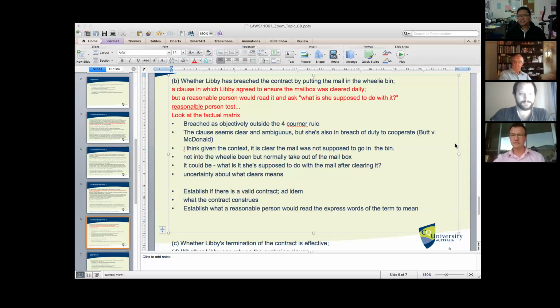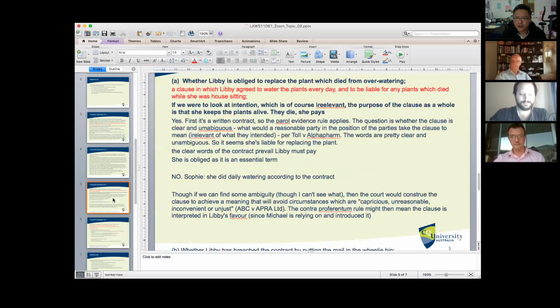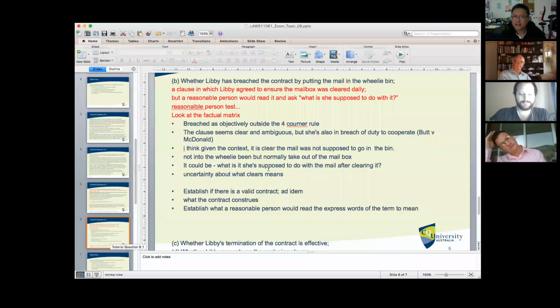Yes, from Chris. Now, how would you compare that to the first situation, where she says she would be liable for any plants which died while she was house sitting? Was it anywhere in the contract where Libby undertook or promised that she was going to be liable for any damage that would result as a result of her breach of the contract?